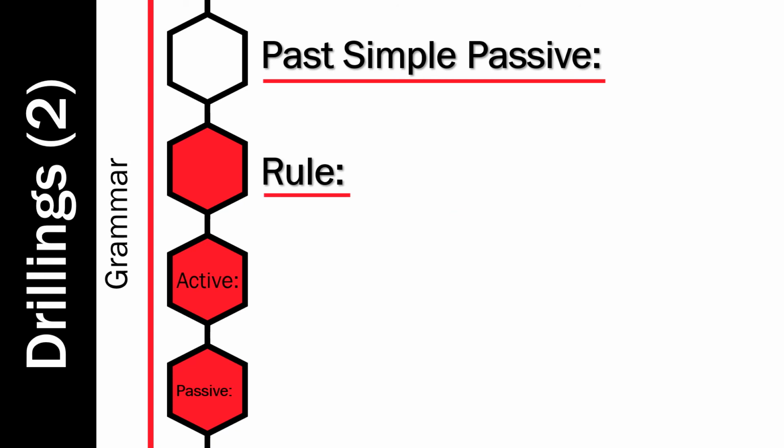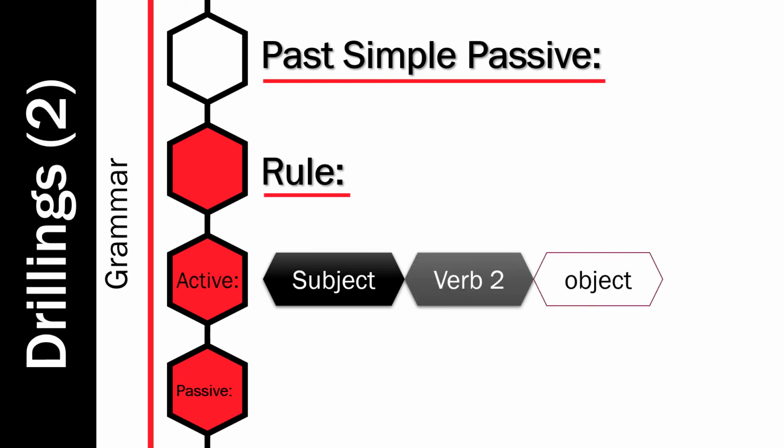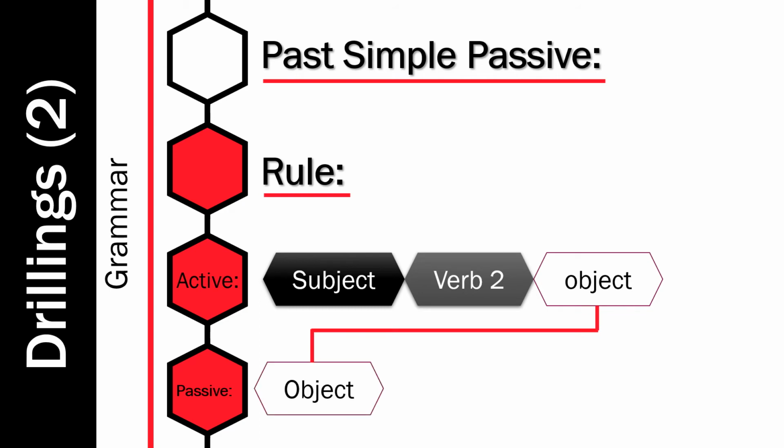So the rule is, in the active, we start with subject, then verb to or past simple verb, then object. Now when we change it into the passive, we start with the object, and if it is singular, we use was. If it is plural, we use were. Then we change verb to into the past participle or verb 3.